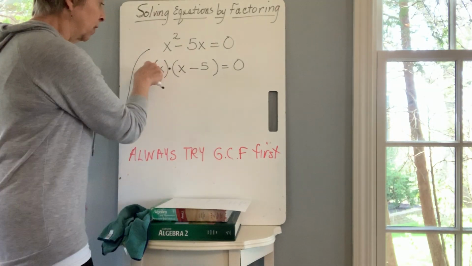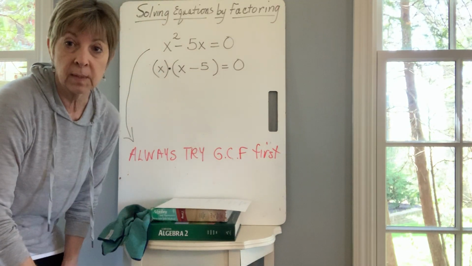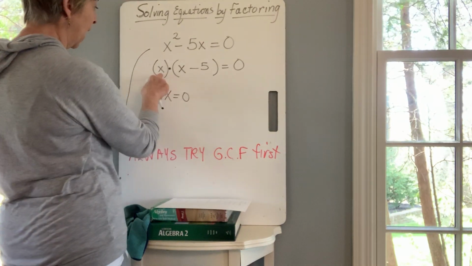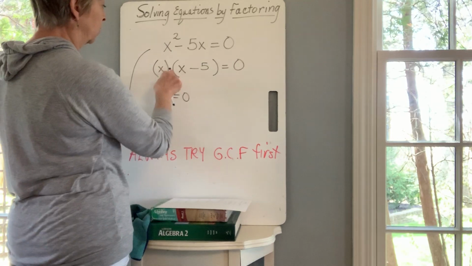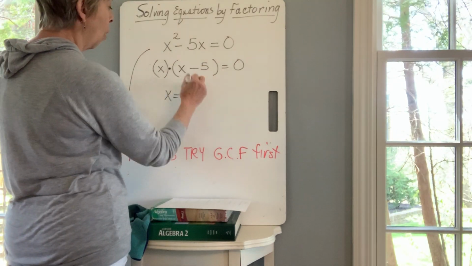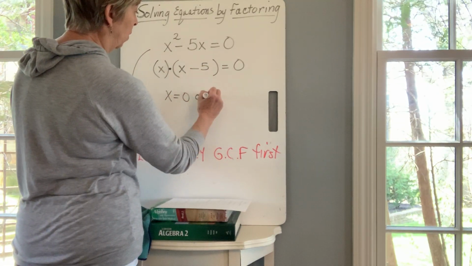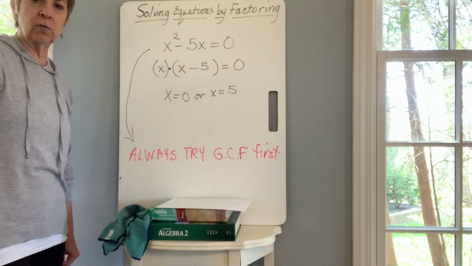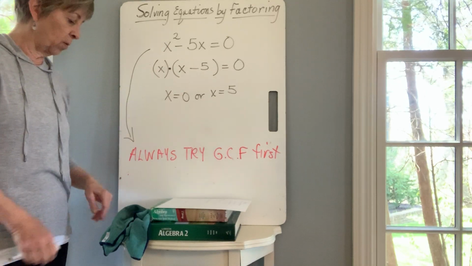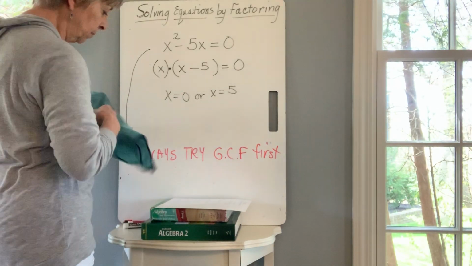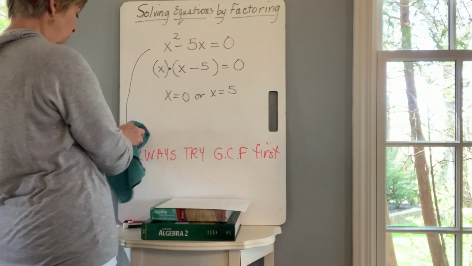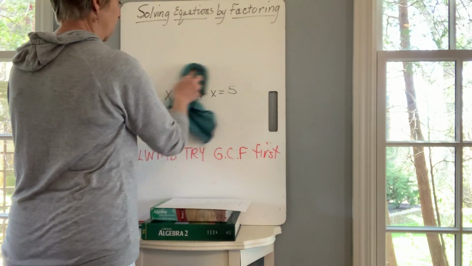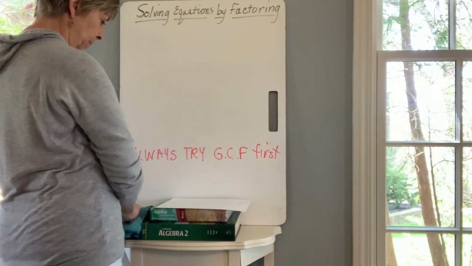But could this be 0? Yes, it could be 0 if x were 0. So if x was 0, whatever this is, 0 times that would be 0. Or x minus 5 is 0, which means x would have to be 5. So I'm still getting 2 solutions, 0 or 5. That was a little bit tricky one. Okay, ready? Here we go. Pause if you need. Look that over.